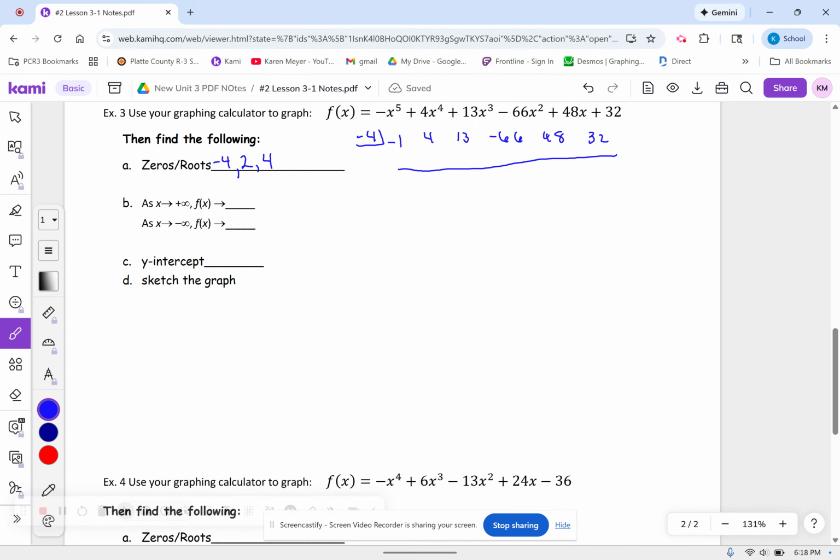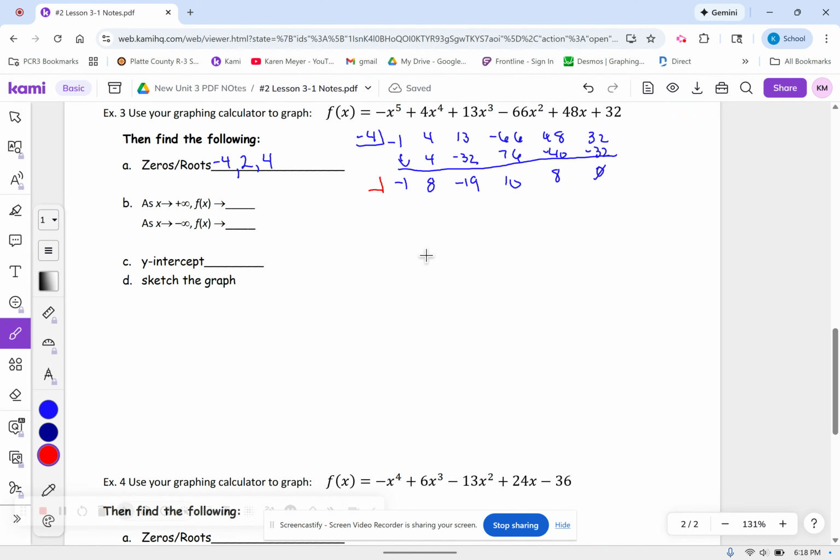Okay, hopefully everybody's got the hang of synthetic division. Drop the first term, and then multiply, add. So everybody go through and work on that. And then make sure you get a remainder of 0.